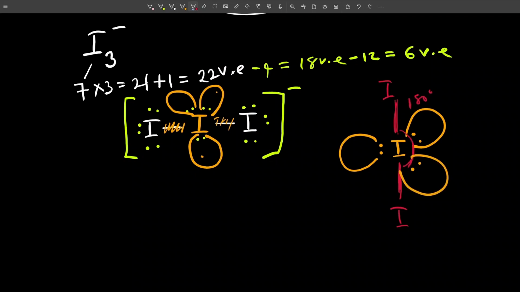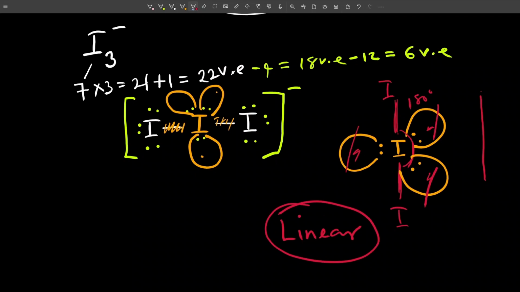So now let's name the shape of this molecule, the geometry of the molecule. What do you do? You ignore the lone pairs. This is a lone pair, a lone pair, a lone pair. If you ignore them, what do you see? You see just a straight line. So we say that I3 minus is linear. It has a linear geometry. Although the electron cloud geometry is trigonal bipyramidal, the geometry of the molecule itself is linear.